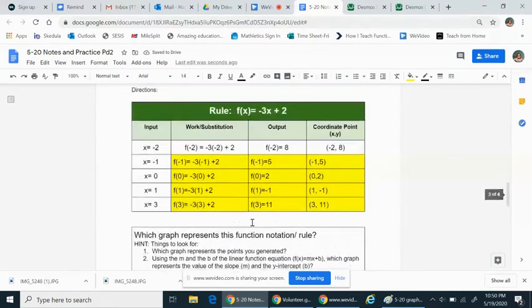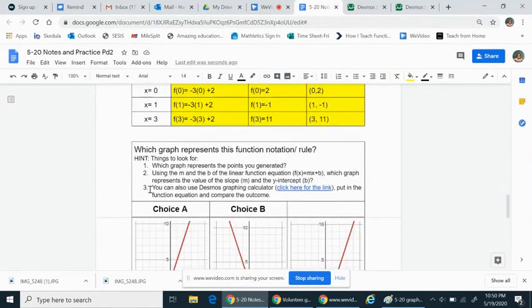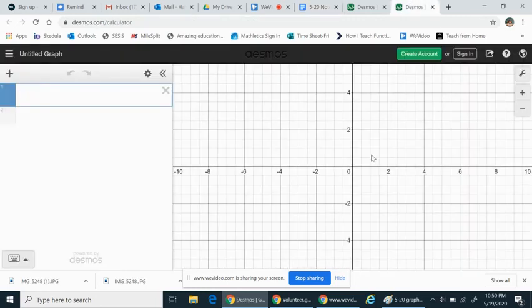There is another way we can do this. I told you there are 3 different ways to do it. You can look at each point, which is kind of what we did in the example at the beginning of this class. You can also look at the M and the B, which is what I just did, and then there's this way. Desmos also has what's called a graphing calculator.